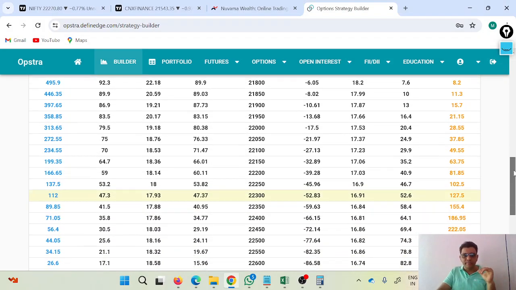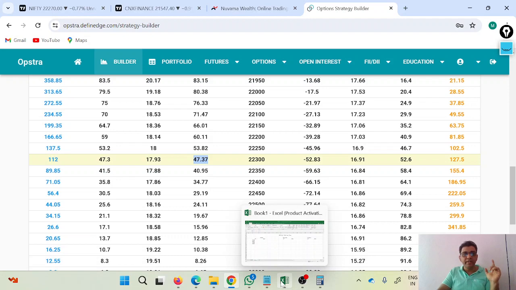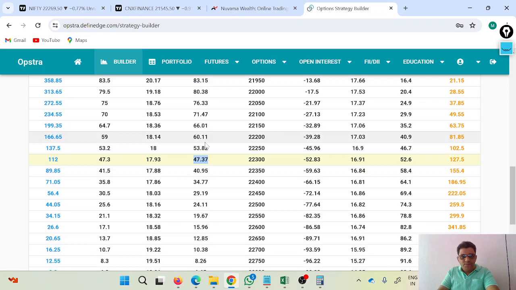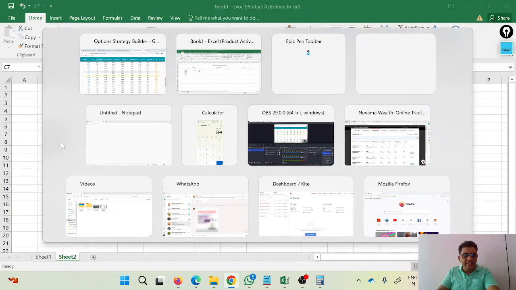So 22,300, if you see over here, delta is 47 and LTP is 112. I am taking it as a round number. 22,200, delta is 60 and LTP is 166.